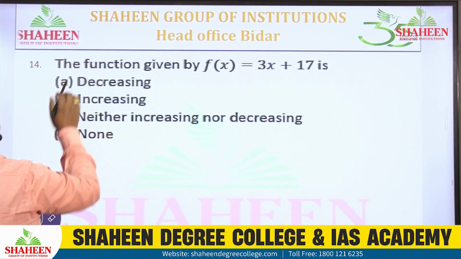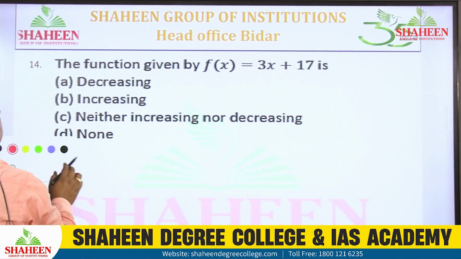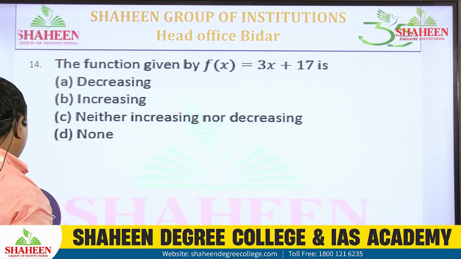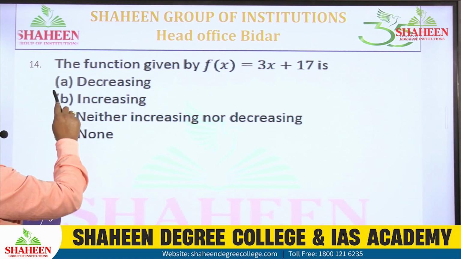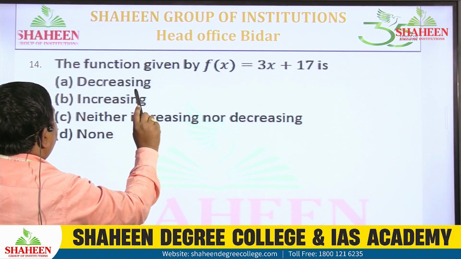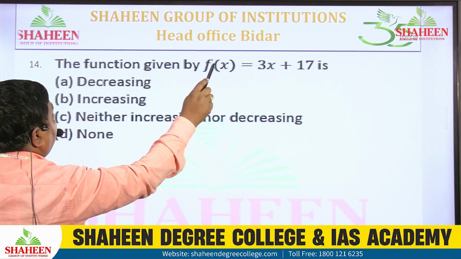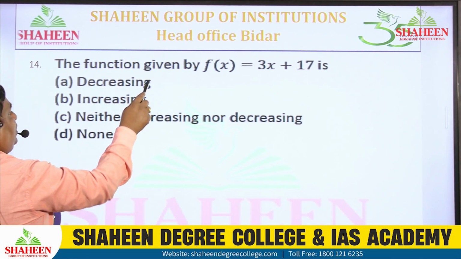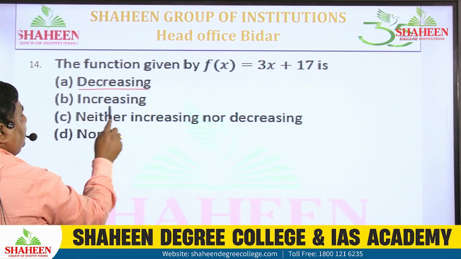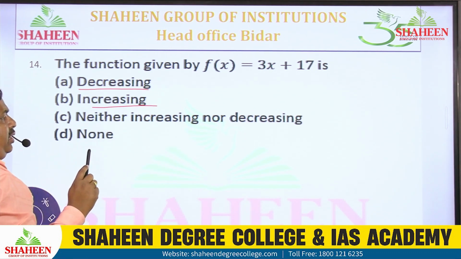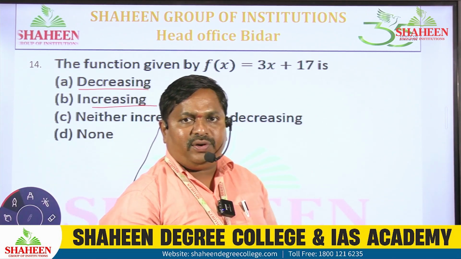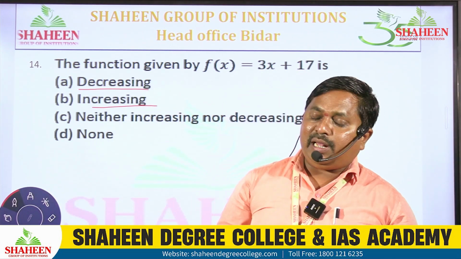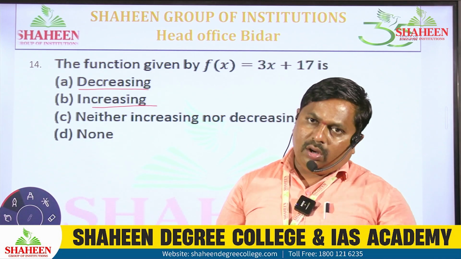The next, we are given f of x equal to 3x plus 17. Then we are finding whether this function is a decreasing function or an increasing function, or neither increasing nor decreasing, or none of this. We are checking the given function whether it is decreasing, increasing, or neither increasing nor decreasing.